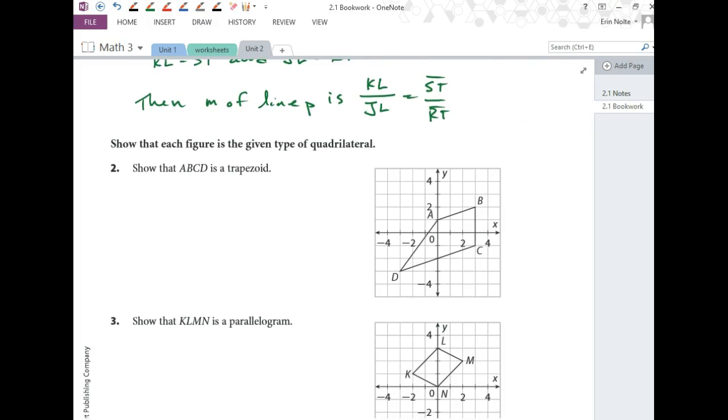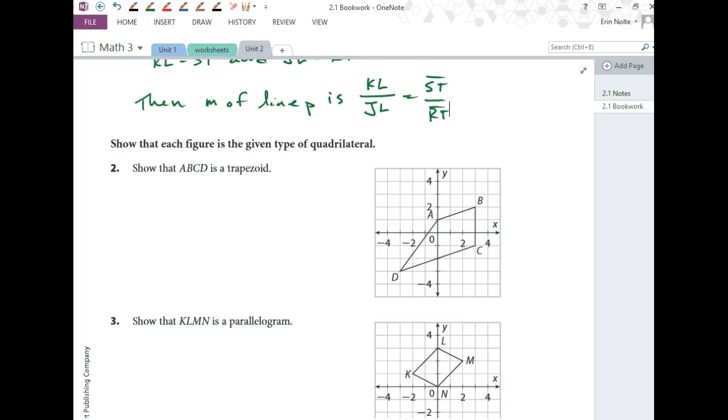Okay, so moving down to question number 2, it says, show that each figure is a quadrilateral. So we're first going to decide for number 2 if it's a trapezoid or not. Okay, so by definition, what must be true about a trapezoid? Okay, so they must have at least one pair of parallel lines, right?